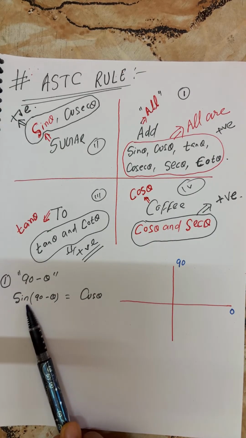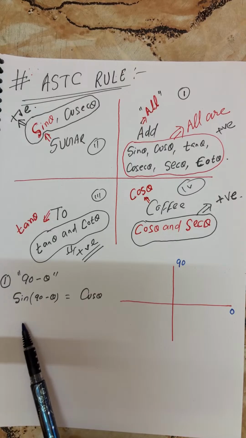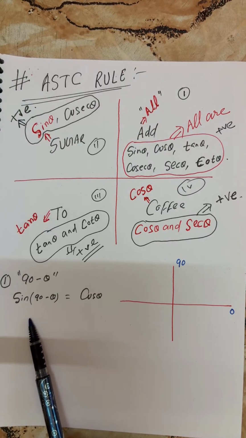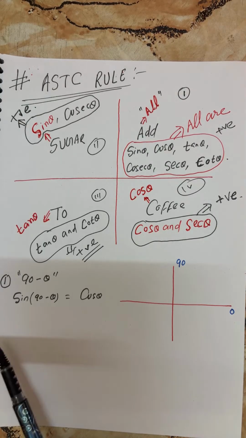So now tell me everyone, 90 minus theta, which quadrant? First quadrant, second quadrant? There are four members here, but only one candidate is answering. Remaining no one is answering in the session. I don't know why. Okay.